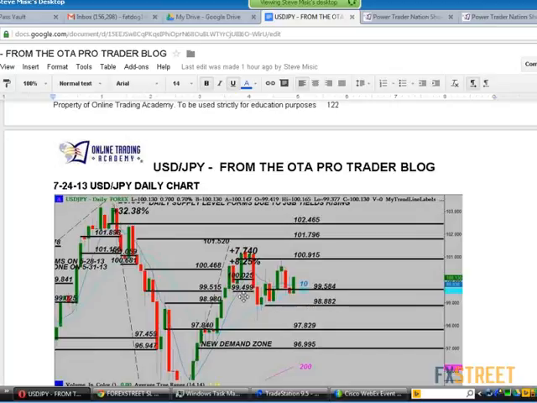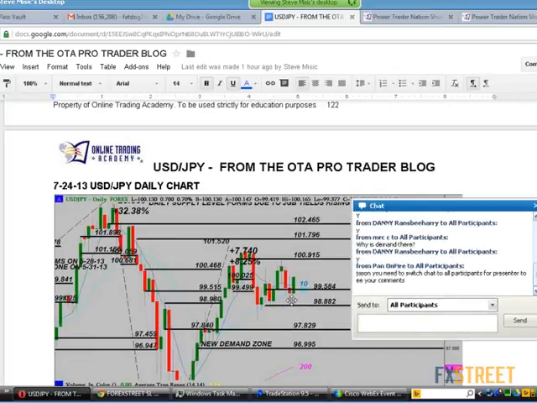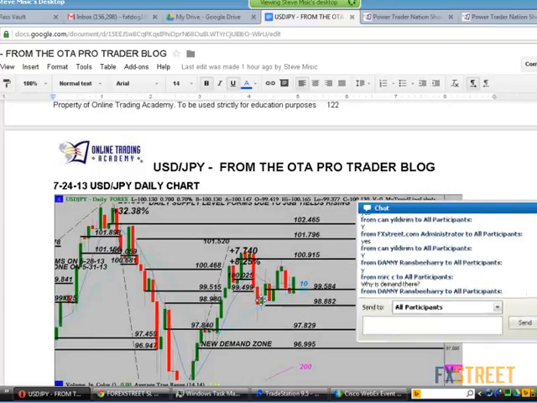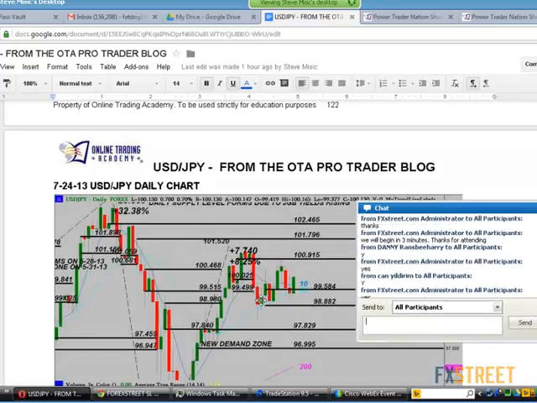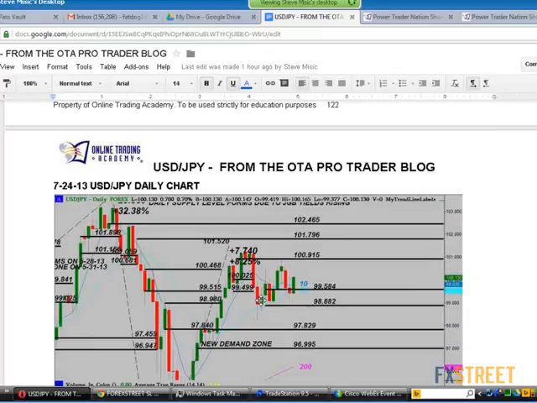Now, because I do the blog only once a week, one of the things that the students have to understand is that areas of demand and supply will form as price is moving all the time. So new areas of demand will form if prices rally, and new areas of supply will form if prices fall. So a lot of times they'll have to get into looking for those levels on their own until the following week.